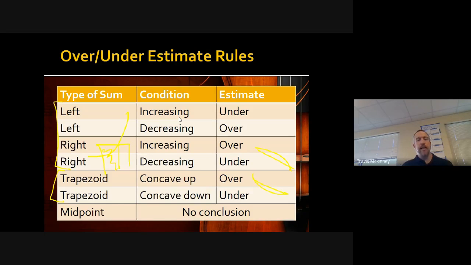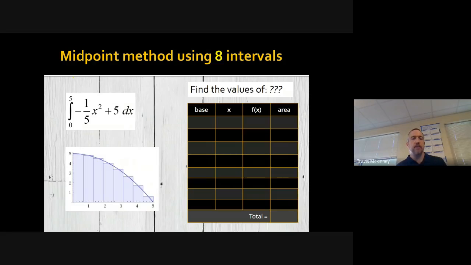Okay, so the last thing is the last example that you guys have on your worksheet. So the same example, you've already got the equation in your calculator. We want to find the Riemann sum using the midpoint method and using 8 intervals. So chop up 0 to 5 into 8 rectangles and figure out the area for each of those. I'm going to let you guys work on this for a second.